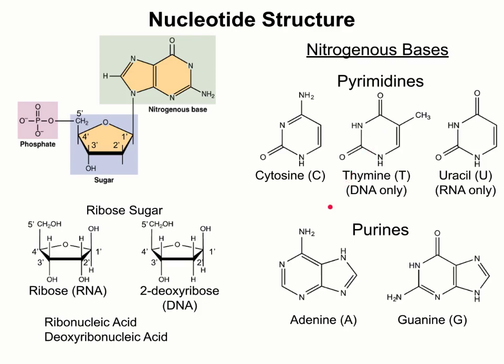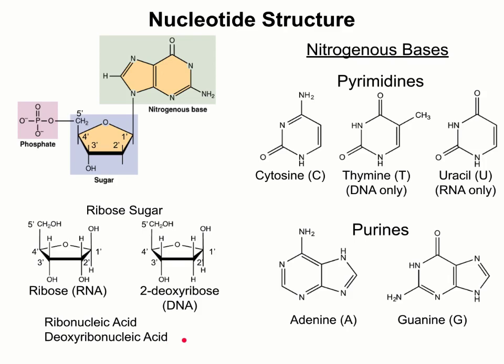There are also different forms of the ribose sugar, ribose and deoxyribose. You can see the difference, which is an oxygen attached to the number 2 carbon. Deoxyribose doesn't have that oxygen, hence the name deoxyribose. That's also where we get the name ribonucleic acid, RNA, and deoxyribonucleic acid, DNA.